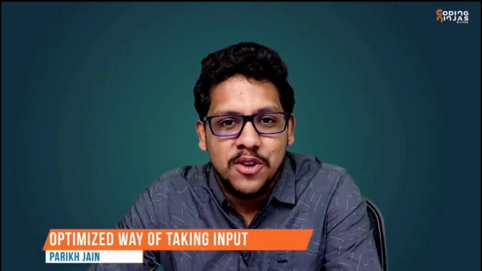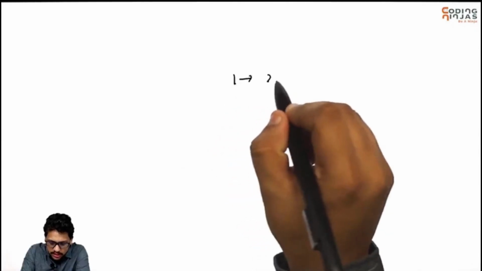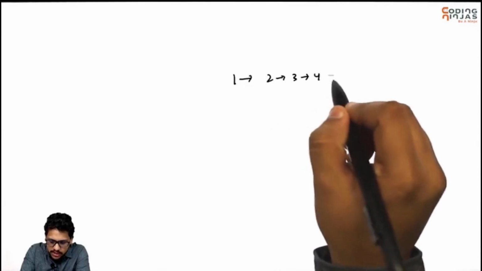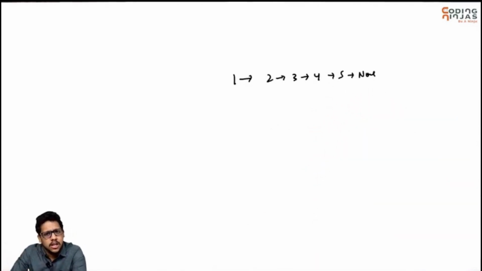Hi. So in this session we are going to optimize the taking input part of the linked list. We have already seen the time complexity for that, and we will optimize it. So let's see what we can do. Whenever a new element needs to be inserted, we start from the head again and reach till the last node.